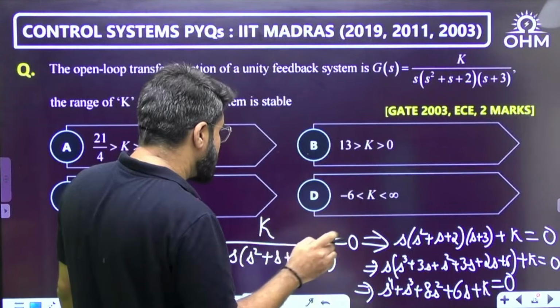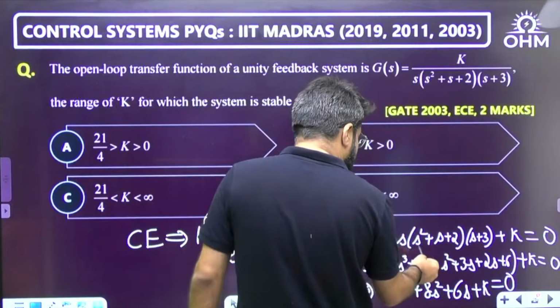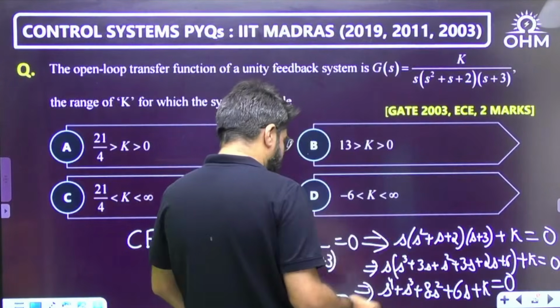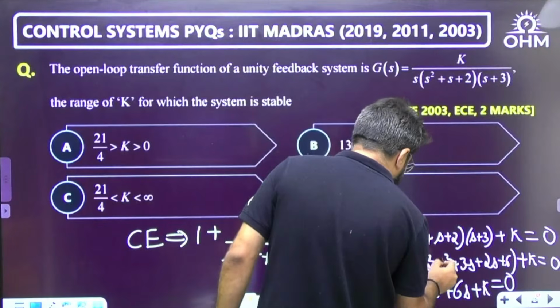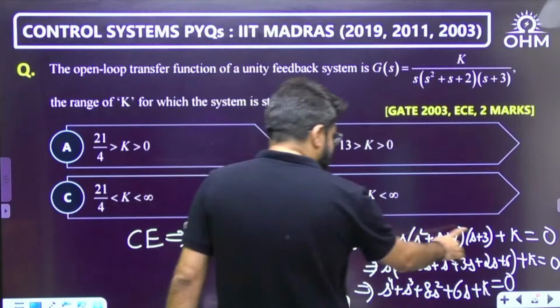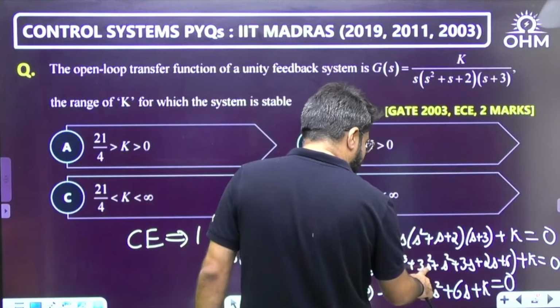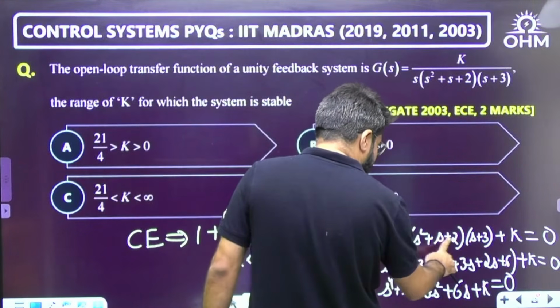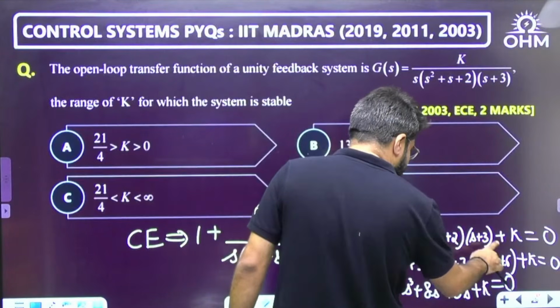S square plus S plus 2, S plus 3. This was S cube, and this is the typing error. This itself was 3S square. I have to change the whole thing. Anybody would have warned me earlier. This is S cube, this was 3S square. I think a typing error happened that time. This is S square, this is 3S, this is 2S and this is 6.